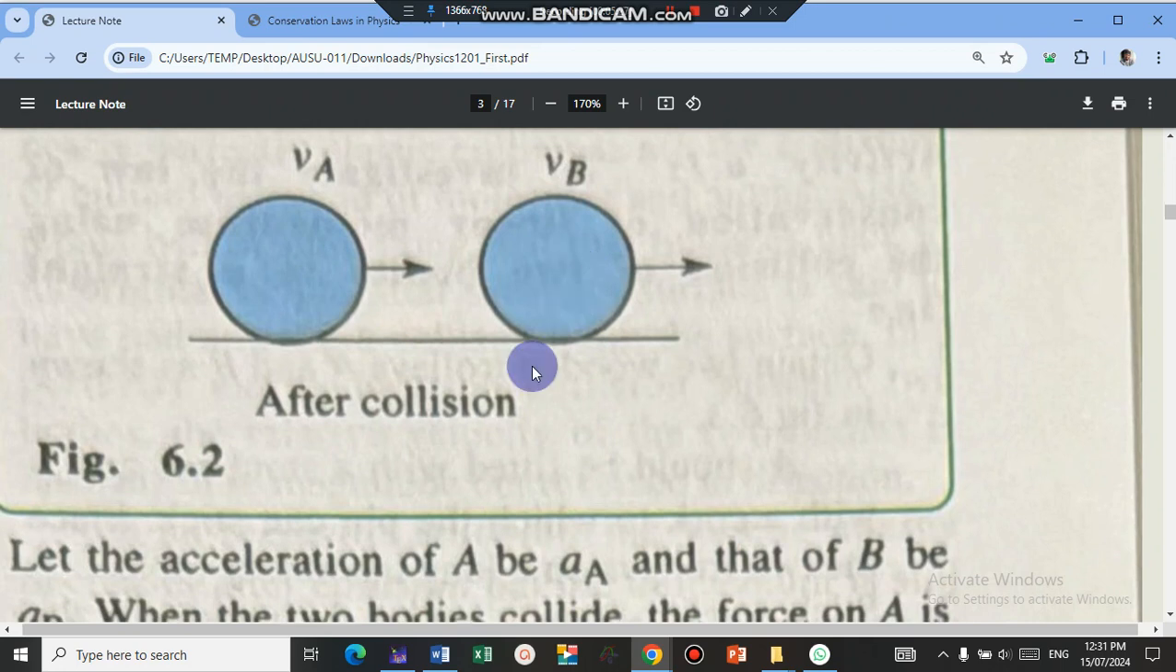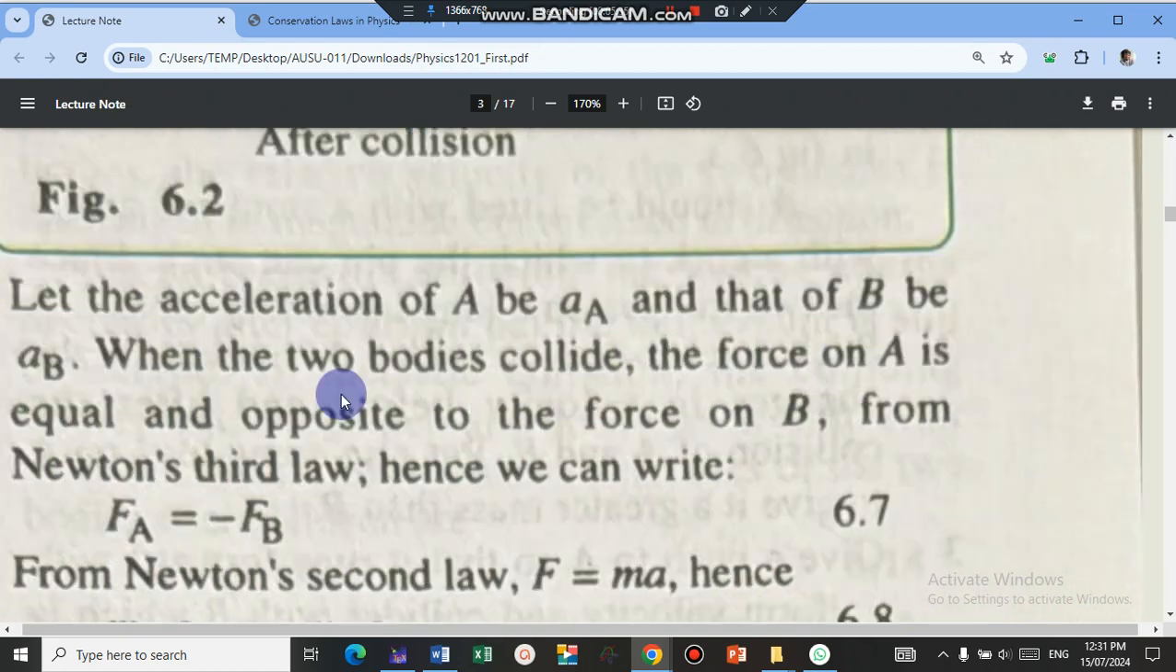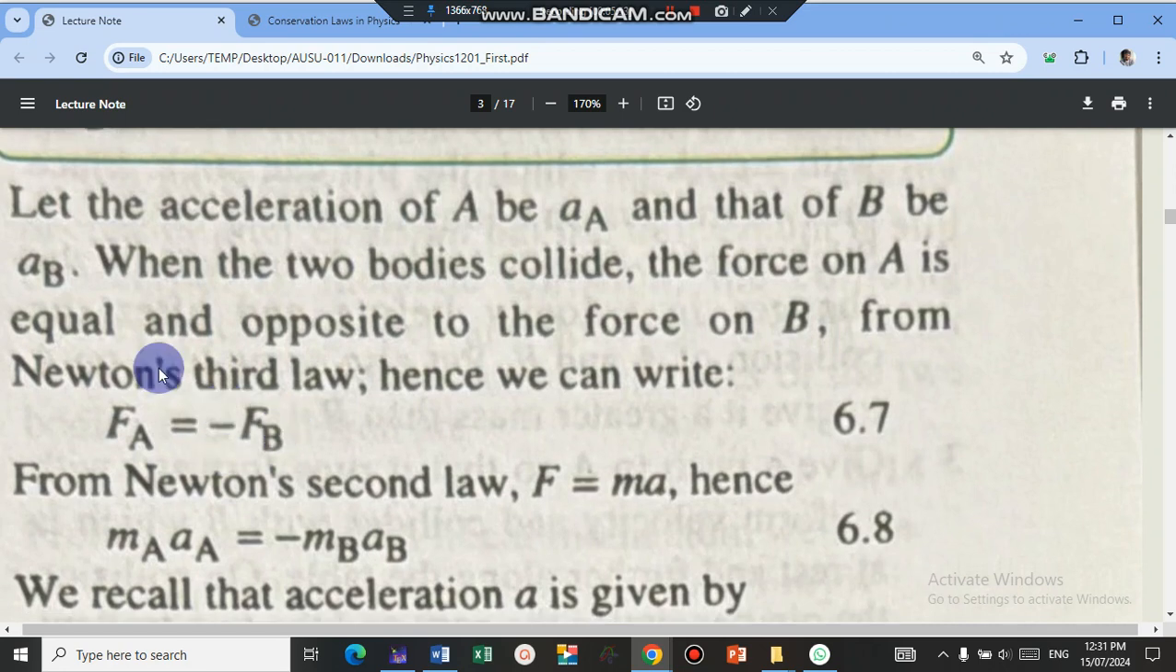object B also has acceleration. So let the acceleration of A be a sub A, and that of B will be a sub B. When the two bodies collide, the force on A is equal and opposite to the force on B. We explained that from Newton's third law. Hence we can write F sub A is equal to negative F sub B. See, we are right.